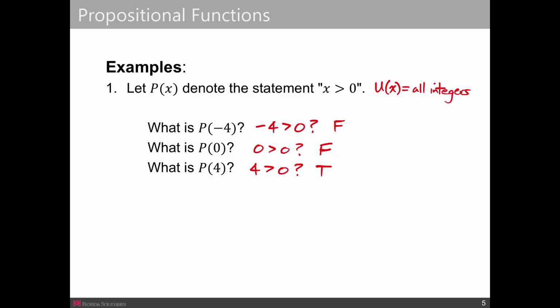So we started working through examples. This first one had a simple predicate, x is greater than 0, where the domain or universe of x is all integers. As soon as we give a value like -4, 0, or 4, all of a sudden this now becomes a proposition. We can assign the value of true or false to each of these statements.